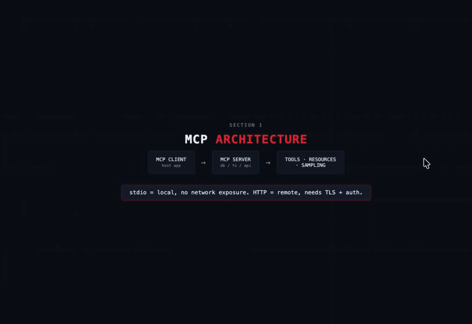And three primitives you will hear constantly. Tools. These are the functions the LLM can actually invoke. Resources. Data attached to context, like file content. Sampling. The server asking the model for a completion, which flips the direction most people expect.